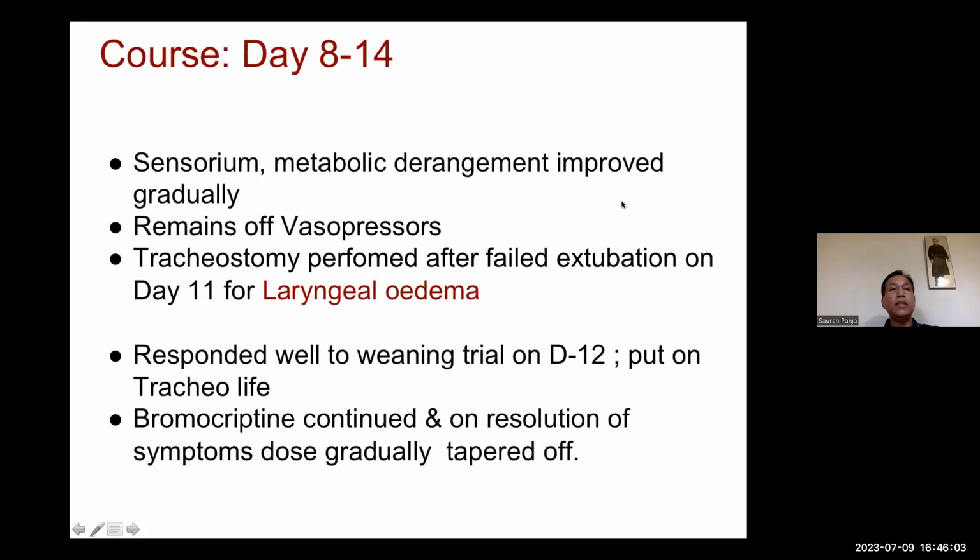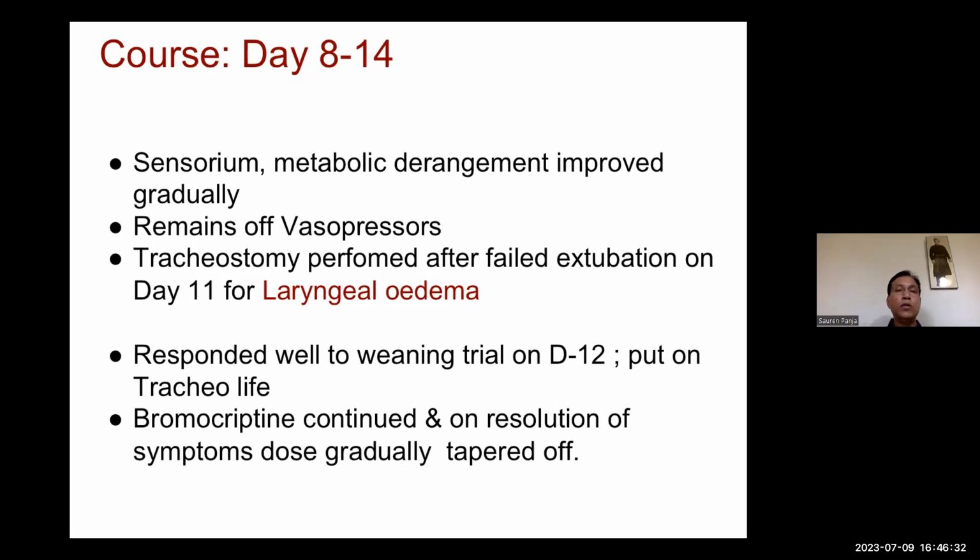So coming back to the same case, the sensorial and metabolic derangement improved gradually, and he remained on vasopressor. The patient had a tracheostomy performed after failed extubation on day 11 for laryngeal edema. Once we extubated, because this patient was a little obese also, within 4 hours we were forced to reintubate the patient, and later we directly put the plan for the tracheostomy.